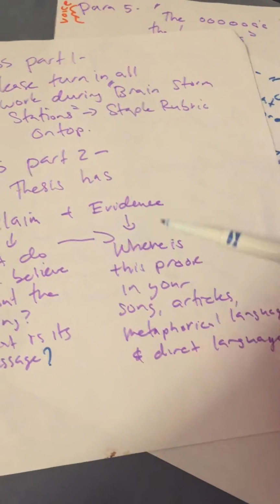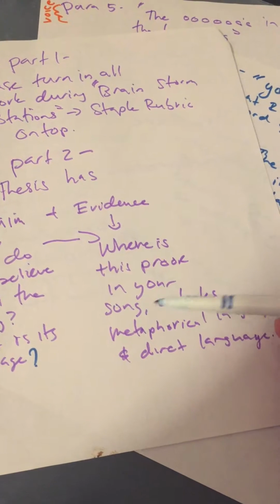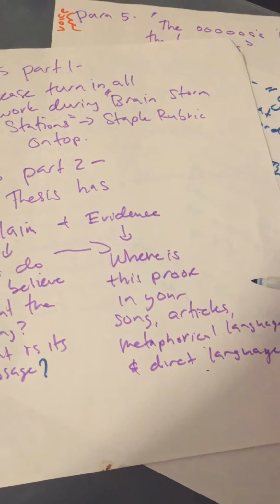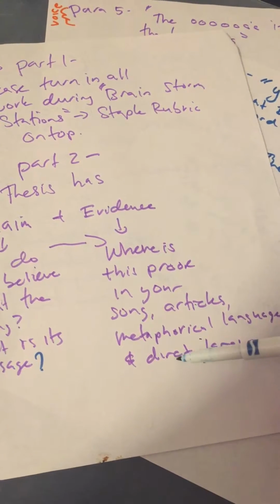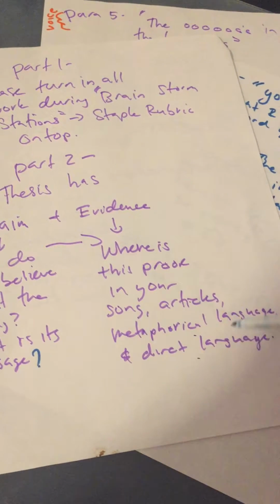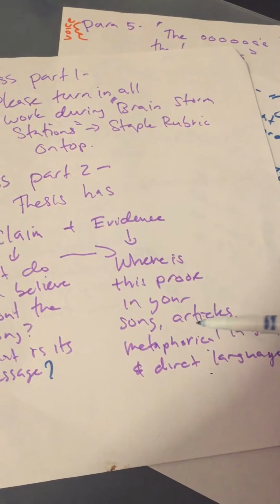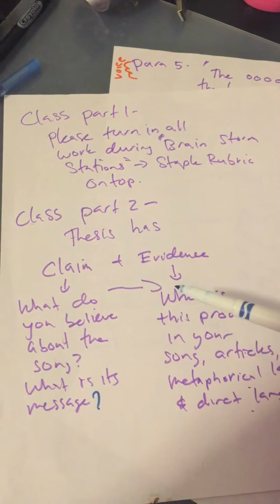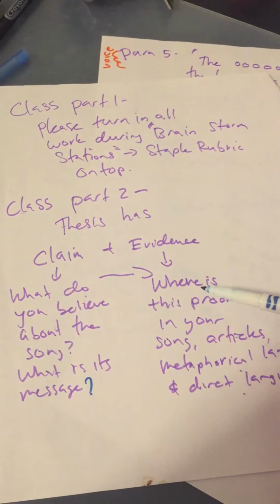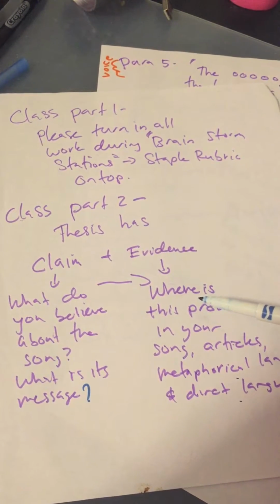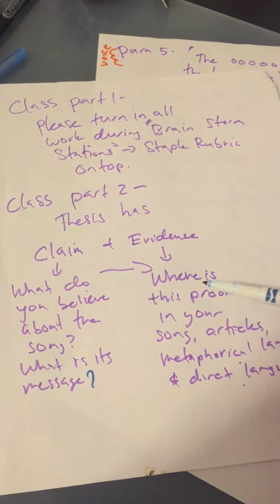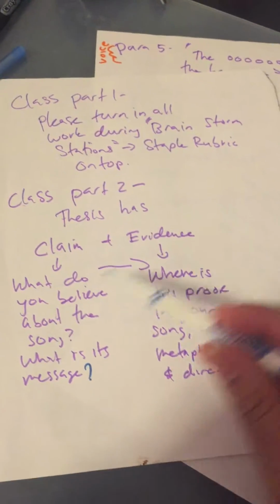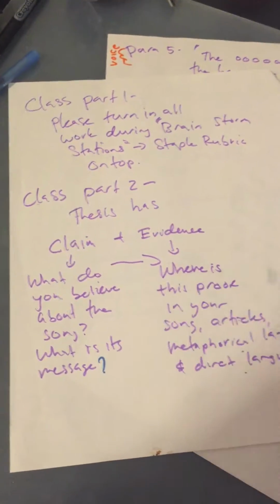Well, what's your evidence for that? Where is the proof in your song? The articles, metaphorical language, and direct language. These are all things that you've learned, and so you have this area to choose from to prove a claim. Tap your neighbor if you remember what this is. And then shake your neighbor's hand if you kind of struggled with trying to put your thoughts about the song onto paper like this.